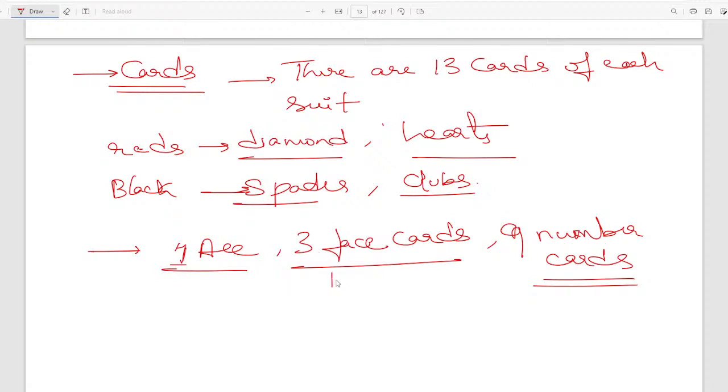The 3 face cards are king, queen, and jack. There is 1 ace, and 9 number cards, that is 1, 2, 3, 4 till 9. And sometimes they ask you to calculate the probabilities of this. So just know the basics, and once we solve questions, you would understand this.